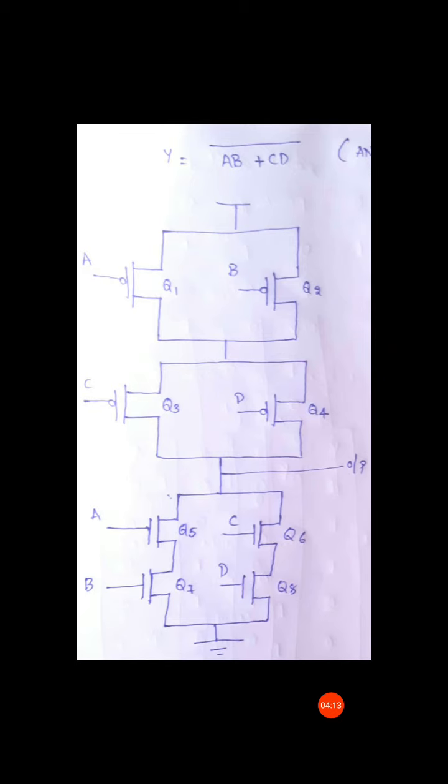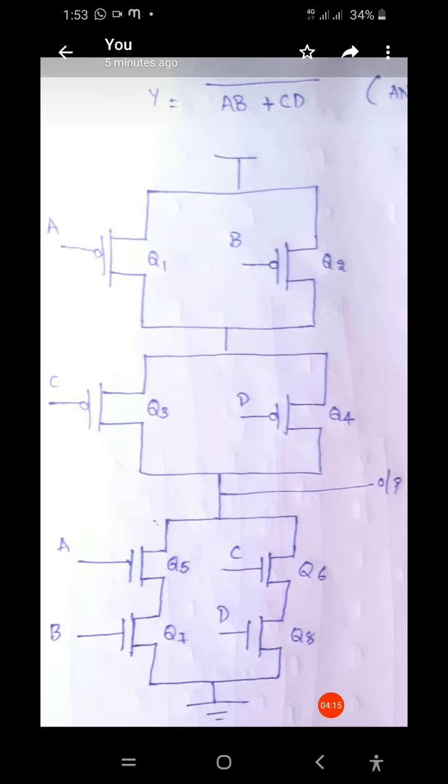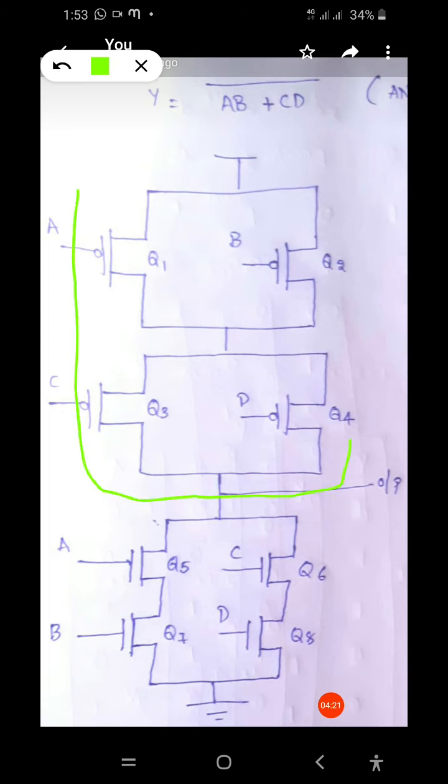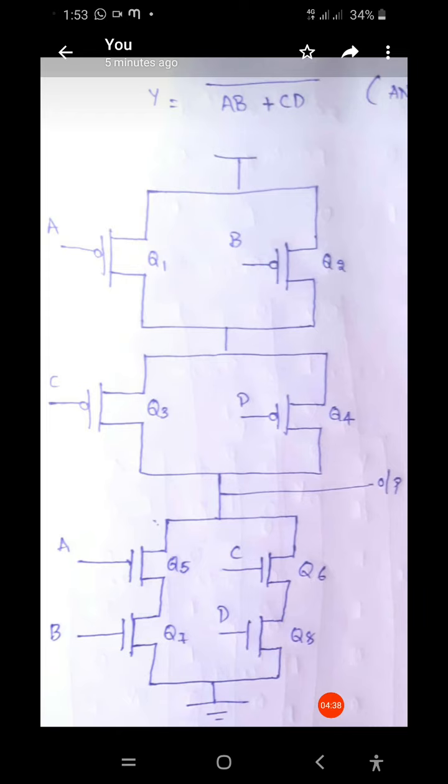So I am taking the expression Y equal to (AB plus CD) whole bar. This is the total figure. This entire part is the pull up network, and the remaining part is the pull down network. Here the PMOS transistors are connected. All these are the PMOS transistors, and these are all the NMOS transistors. In this way we can connect using AND-OR-invert logic.